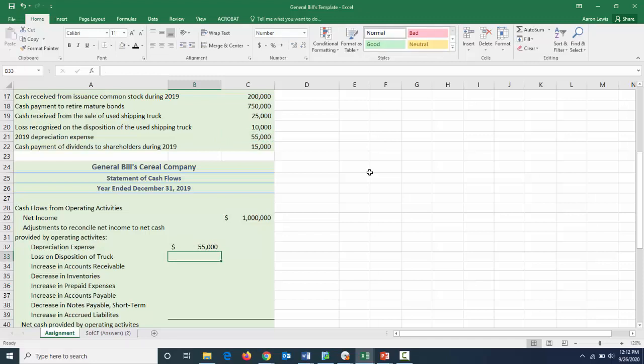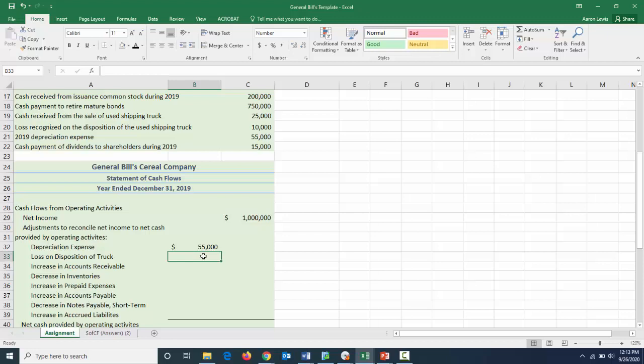Again, losses decrease net income, but they don't decrease the amount of cash that you receive from the asset sale. So we got $25,000 from this truck. Yes, it was worth less than our book said, but that loss is stemming just from what we valued the truck at the time that we sold it. If we used a different depreciation method, we could have had a very different value, which would have changed the amount of loss that we had, but it wouldn't have changed the amount of cash that we received.